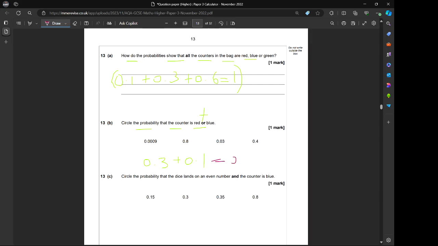Yep, Mochi, yep, the 0.4. Yep, that is right. So 0.4. So our answer will be 0.4.